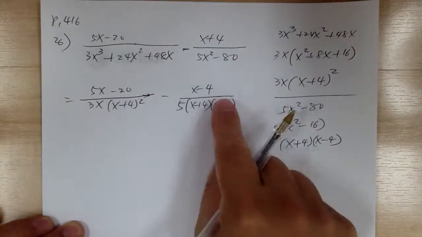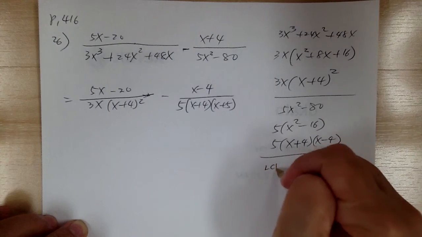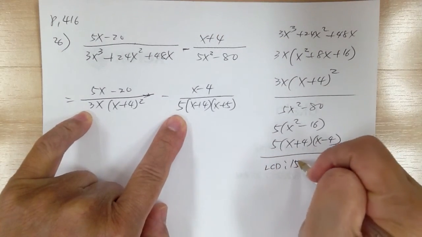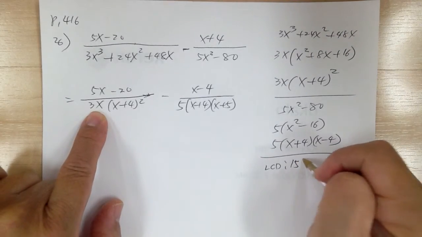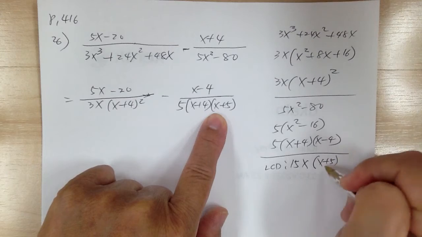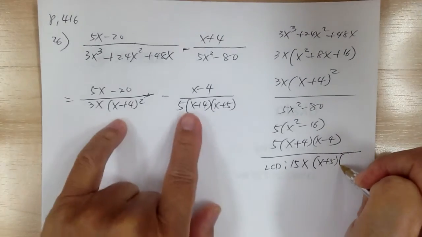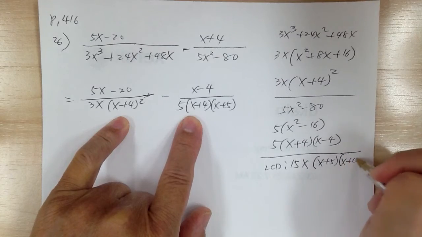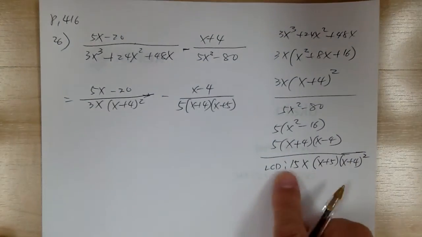So from here your LCD is going to be, the number would be 3 and 5, which is 15. Then the alphabet would be x, and then the group. So you're going to get the x plus 5, the 1 power, and then from here you got the 1 power and 2 powers, so you have to take the higher one. So it'd be x plus 4 squared. So that's your LCD.